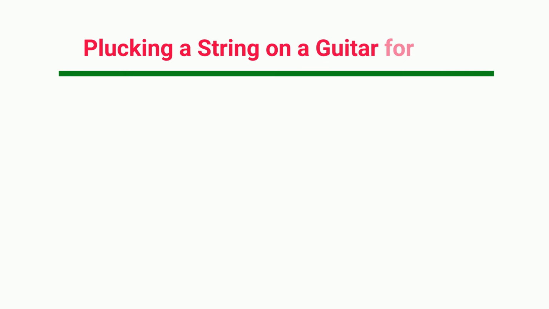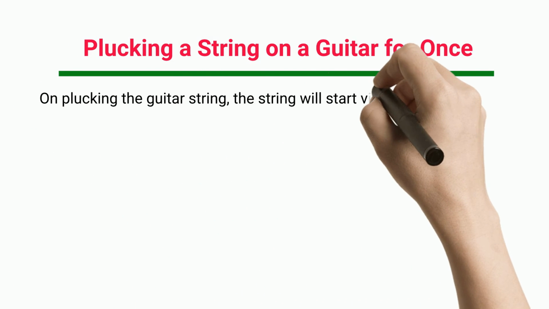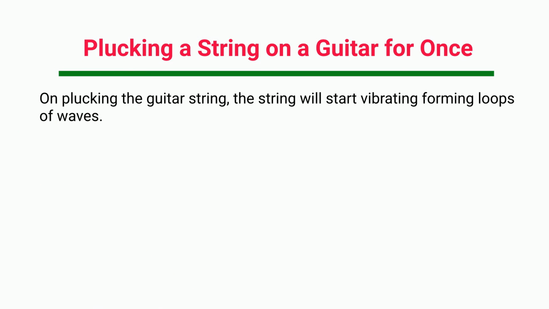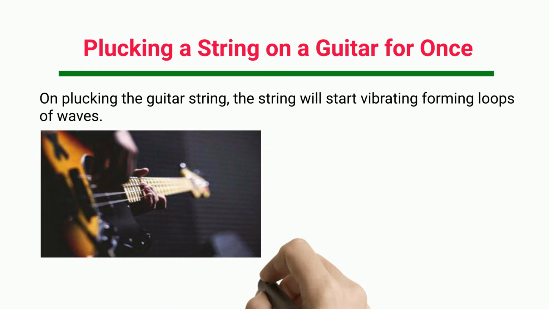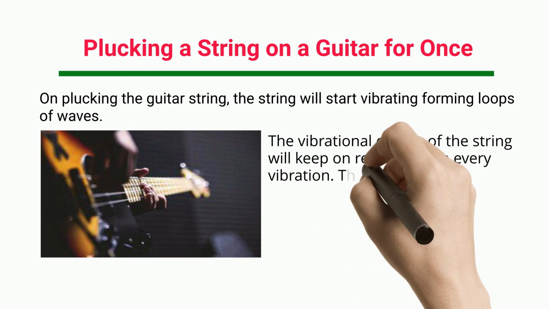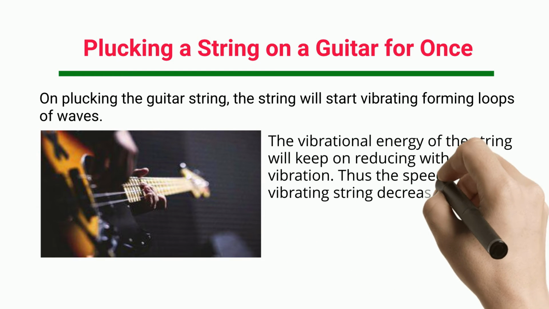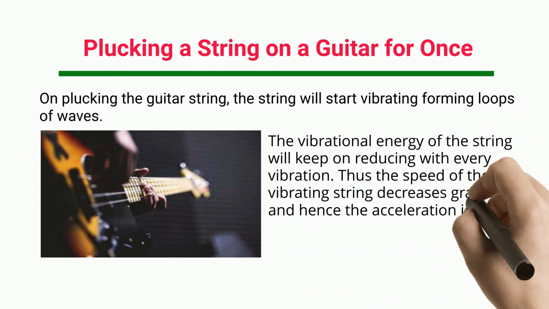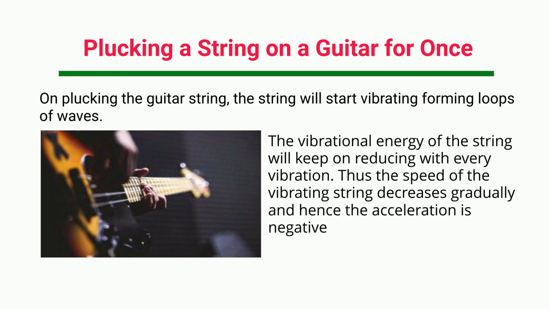Plucking a string on a guitar for once. On plucking the guitar string, the string will start vibrating, forming loops of waves. The vibrational energy of the string will keep on reducing with every vibration. Thus the speed of the vibrating string decreases gradually, and hence the acceleration is negative.